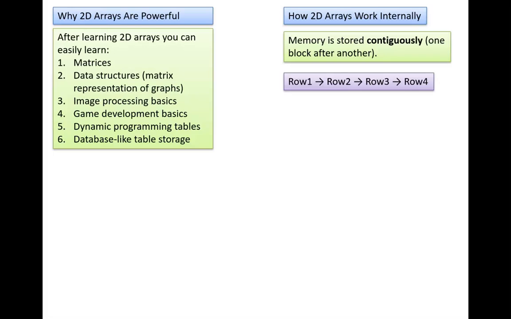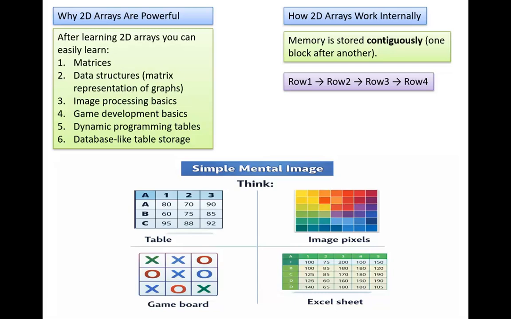So again, how do these arrays work internally? Internally, memory is stored contiguously one after the other. Row 1 followed by row 2 followed by row 3 followed by row 4, etc., up till row n. It is n cross n, so it follows the contiguous order. This type of two-dimensional array understanding is very important.